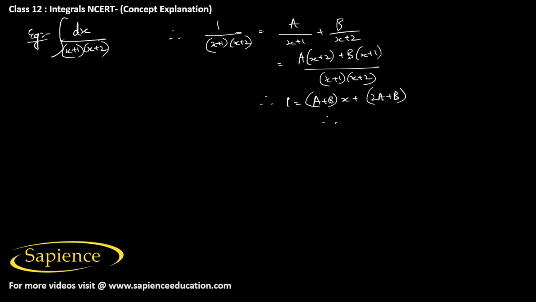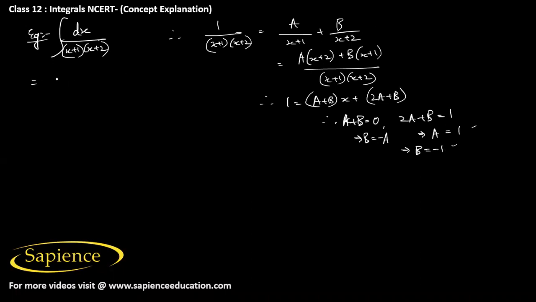So now here there are no terms containing x, therefore a plus b should be equal to 0, and 2a plus b should be equal to 1. So it means that b is equal to minus a. So we can write a is equal to 1, since 2a minus a is 1, so a is equal to 1. So therefore b should be equal to minus 1.